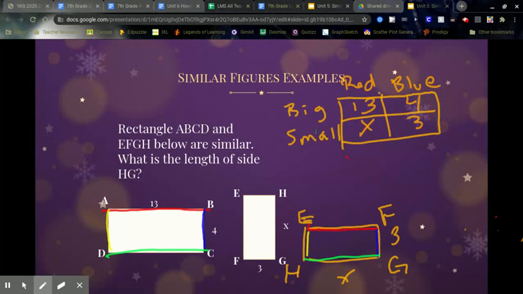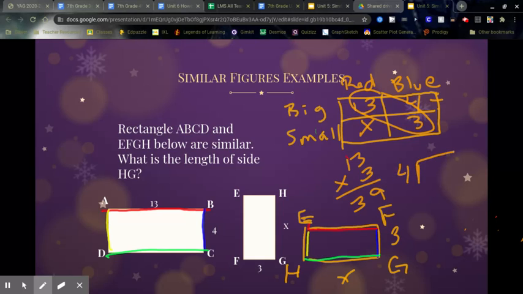Okay, we cross multiply. 13 times 3. 3 times 3 is 9, 3 times 1 is 3. And then we're going to divide by 4. So 4 goes into 39 9 times, because 9 times 4 is 36.